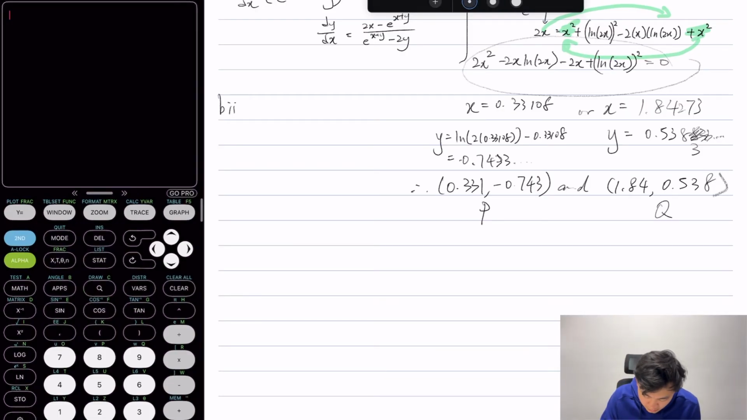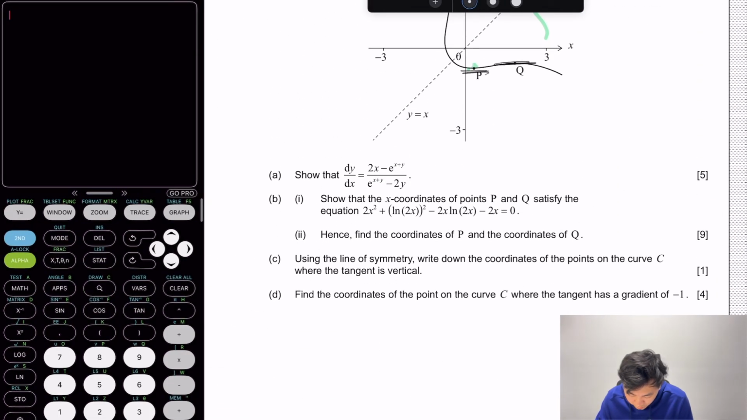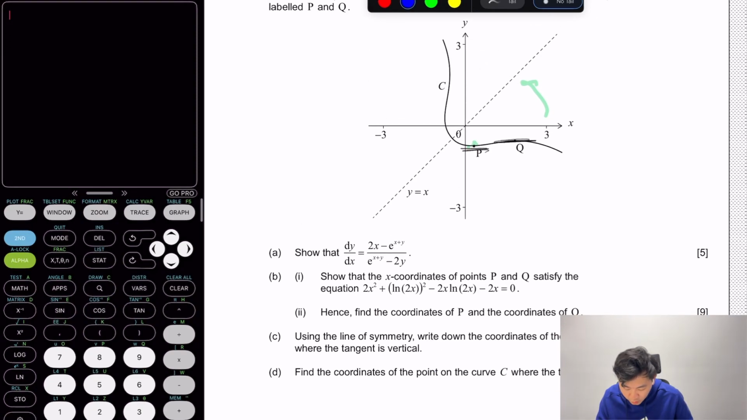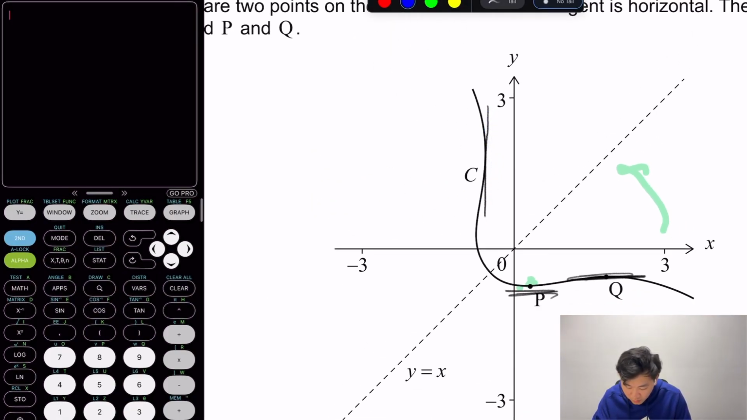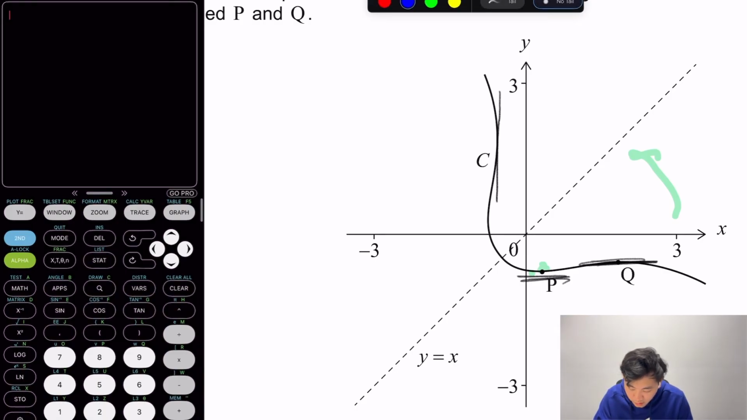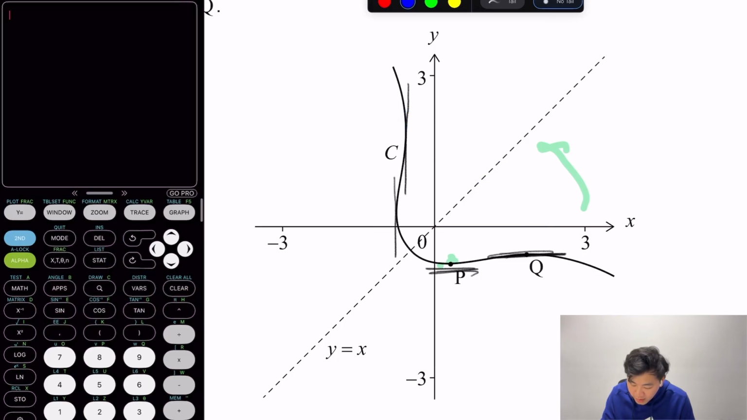Okay. Part C. Part C here, it asks for what? It asks, using the line of symmetry, write down the coordinates of the points on the curve C where the tangents are vertical. So which is like this point, right? If we have to find this one, that means the curve C has vertical tangents, one here and one here. And if you can see that clearly, it's actually the mirror image of that.